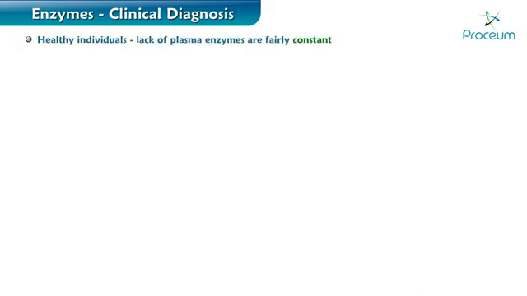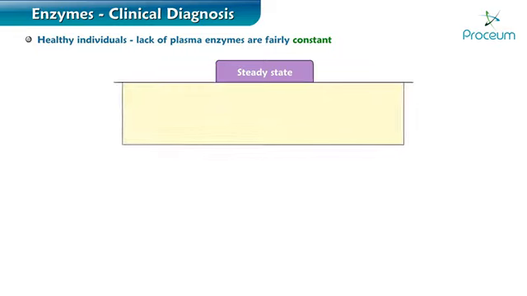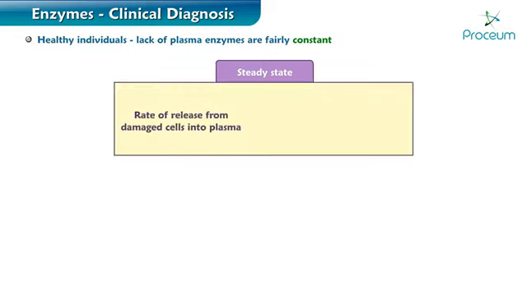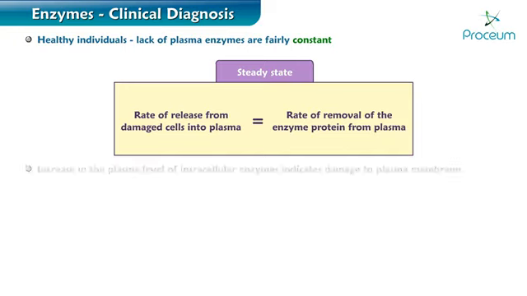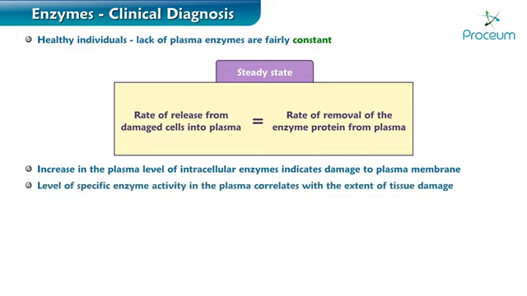In healthy individuals, the levels of plasma enzymes are fairly constant. It represents a steady state in which the rate of release from damaged cells into the plasma is balanced by an equal rate of removal of the enzyme protein from the plasma. An increase in the plasma level of intracellular enzymes indicates damage to the plasma membrane. The level of specific enzyme activity in the plasma correlates with the extent of tissue damage.